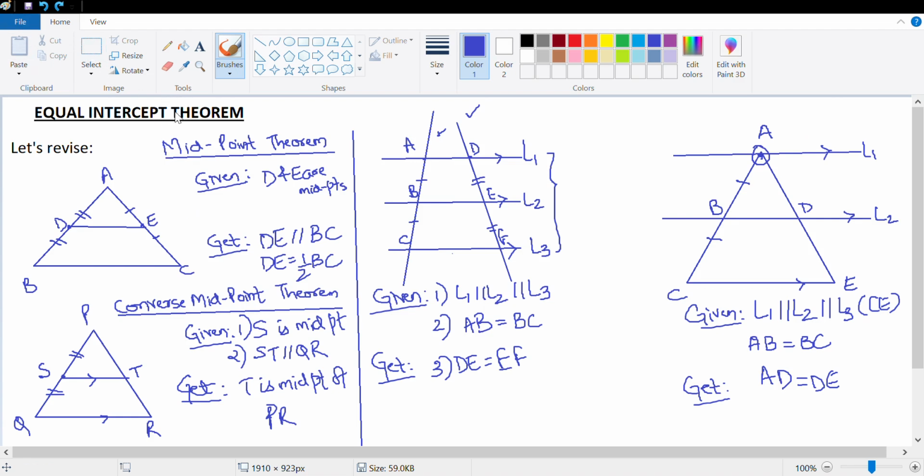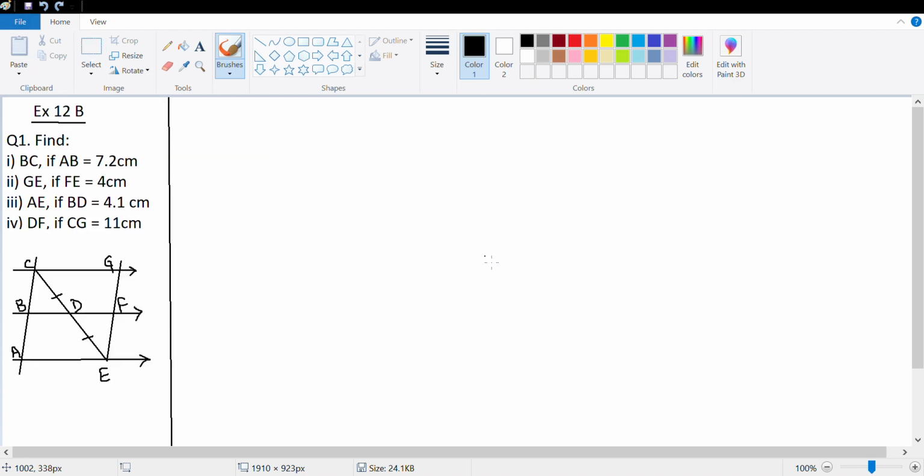So let's look at the first question. The first question that we do is question number 1. Question number 1 says, in this diagram, find BC if AP is equal to 7.2 and CG is given parallel to BF parallel to AE. So let's start writing this down. CG is given parallel to BF, which is given parallel to AE.